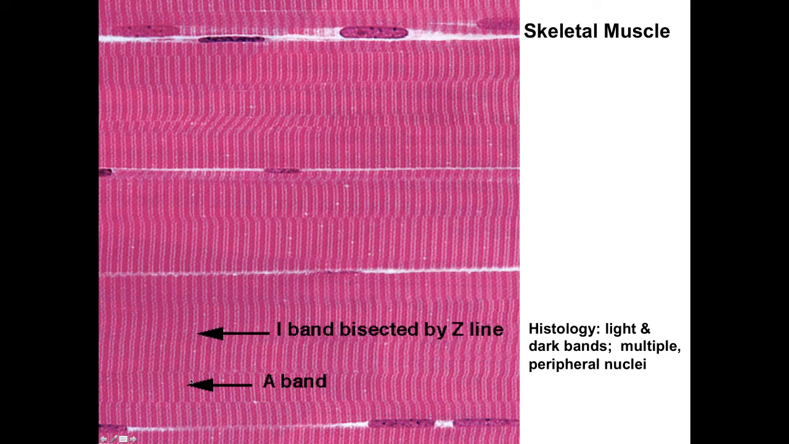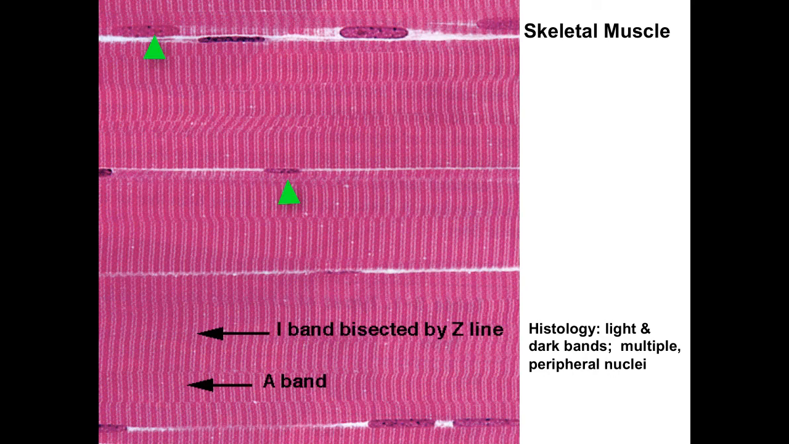Now, in a typical histological section, the A band stains darker than the I band. You can see the A band staining darkly and the I band staining lighter. But you can also notice that the I band is bisected by a structure called the Z line. And we'll talk about this in a few minutes. The other thing I want to point out, skeletal muscle has peripherally located nuclei.